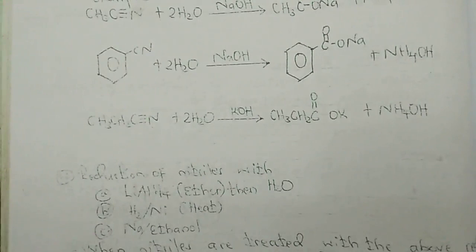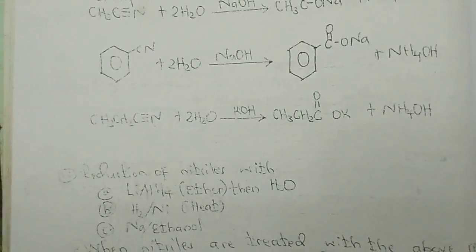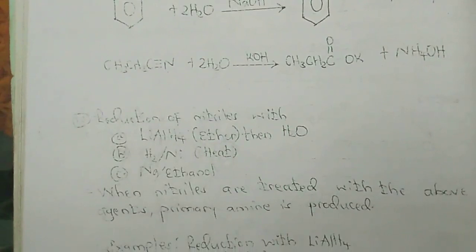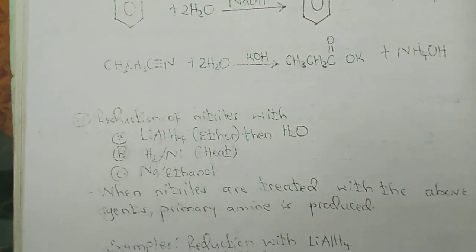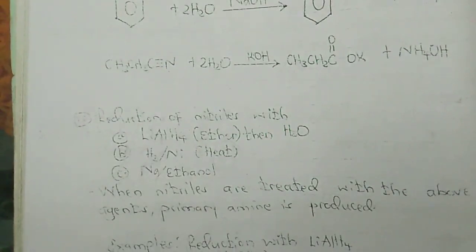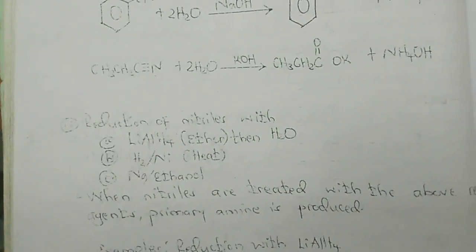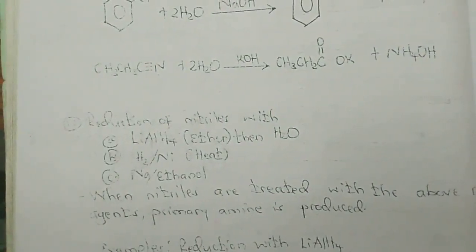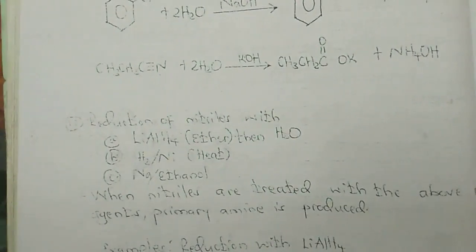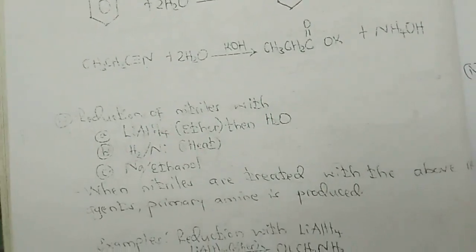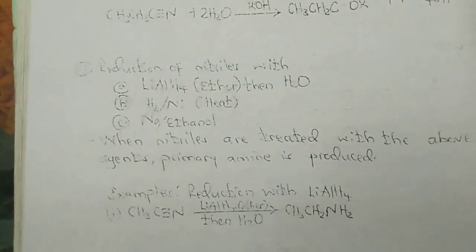Then we have reduction of nitriles. We can use lithium aluminium tetrahydride in the presence of ether and water. We can use hydrogen with nickel catalyst and heat. We can also use sodium in ethanol. All of those are reduction reactions. When nitrile is treated with the above reagents, primary amine is produced.